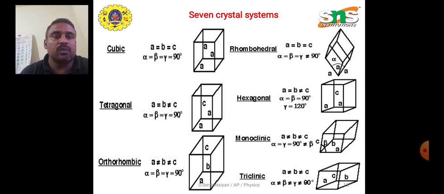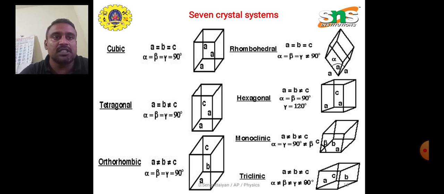So for example, in the cubic system, the axial lengths a equal to b equal to c. Then the axial angles alpha, beta, gamma equal to 90 degrees. Then in the rhombohedral system, a equal to b equal to c, and the interaxial angles alpha equal to beta equal to gamma not equal to 90 degrees. In the tetragonal and hexagonal systems, there are different types of angles and axial lengths.